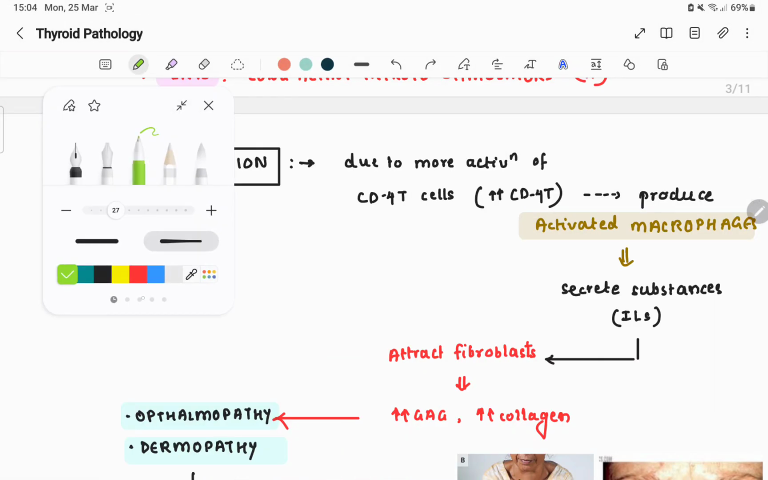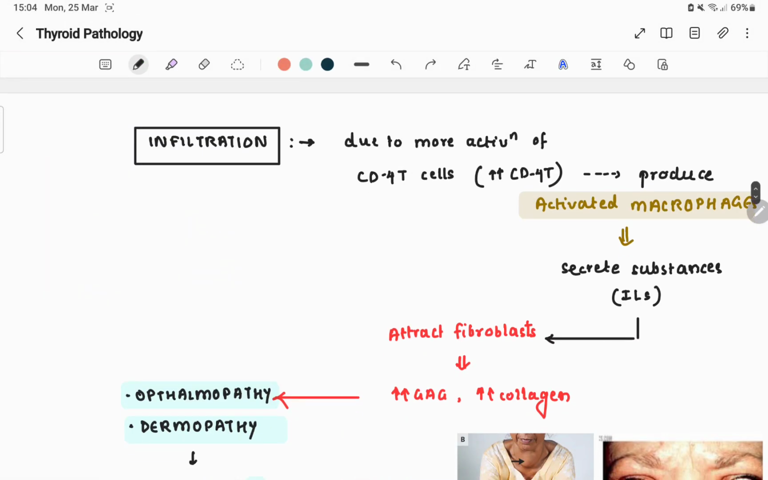Okay, so basically some problem occurred with my camera, and I can't be in front of you.